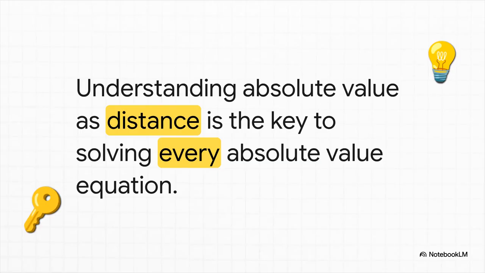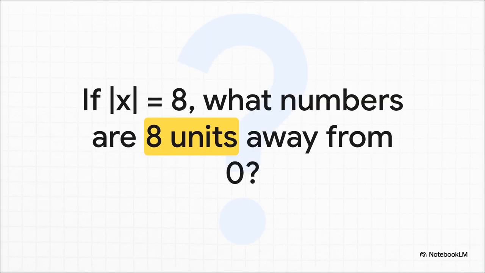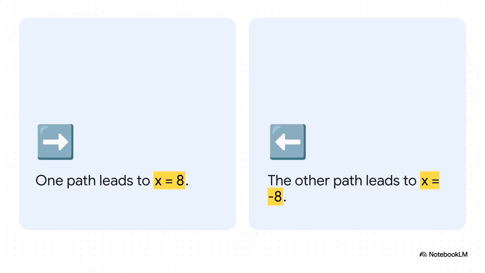And you know what? That simple idea right there, that is the secret to cracking every single one of these equations. The moment you realize that absolute value is just asking a question about distance, the whole thing just clicks. So when you see an equation that says the absolute value of x equals 8, it's not really asking, what is x? It's asking a much cooler question. Hey, what numbers out there in the universe are exactly 8 units away from 0? And as we just figured out, there are 2 of them. +8 is 8 units away, and so is -8.